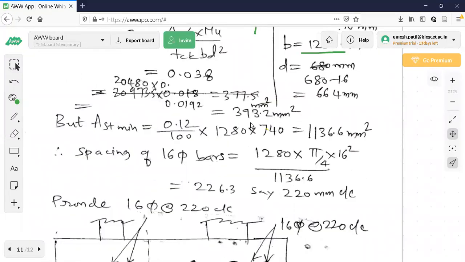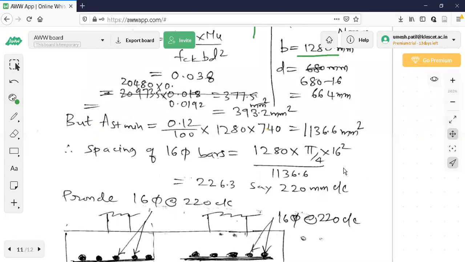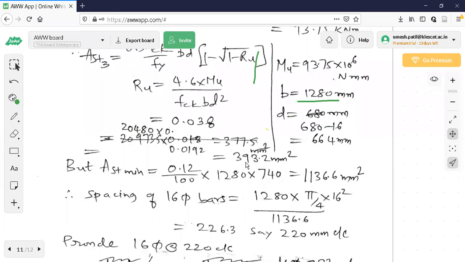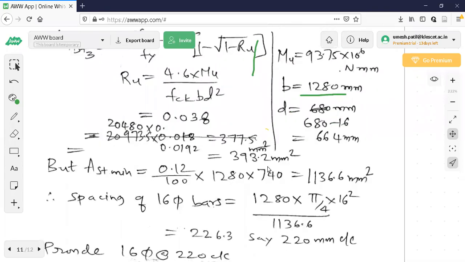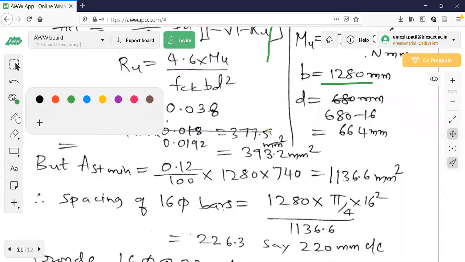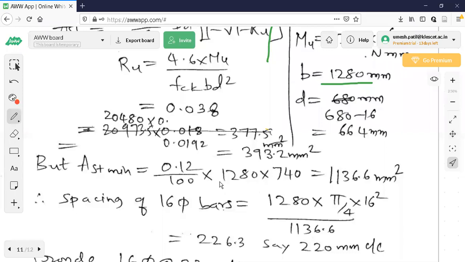Now observe, it is 393.2. Your bending moment 93.75 gives a steel of only 393.2, but minimum steel, observe here. Minimum steel formula, again there is a change here. B is again not 2000, it is less. How much is B? Depth is same, capital D will not change, but B is this.